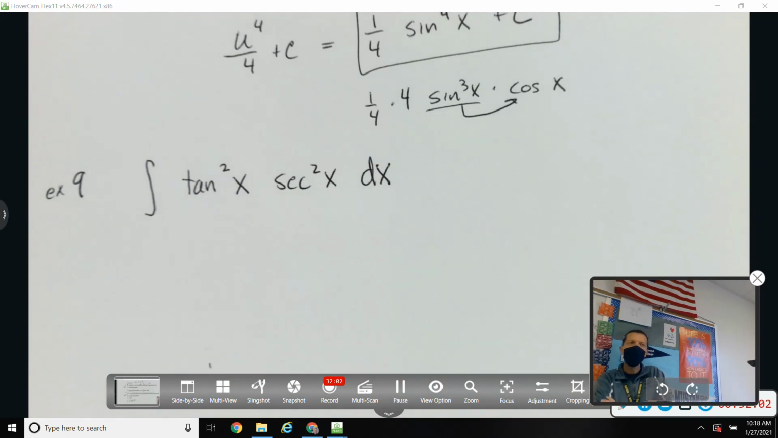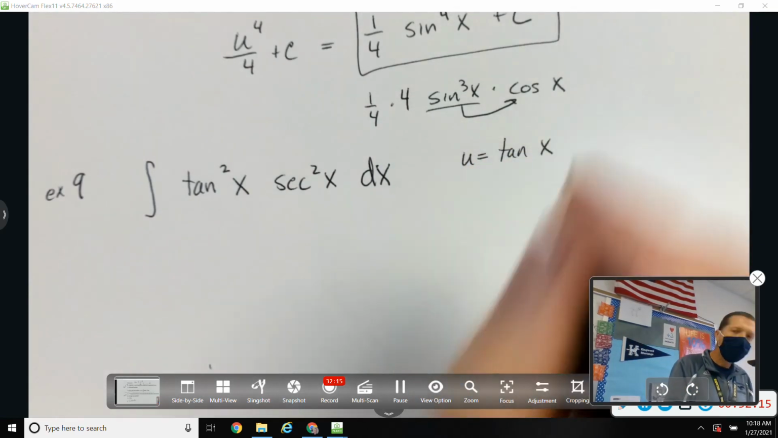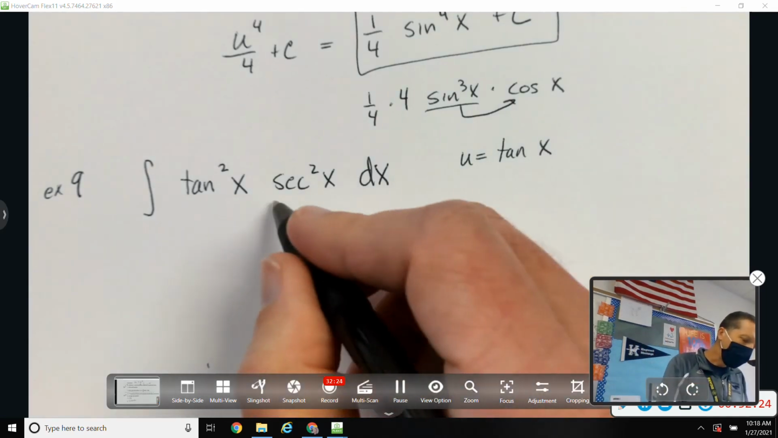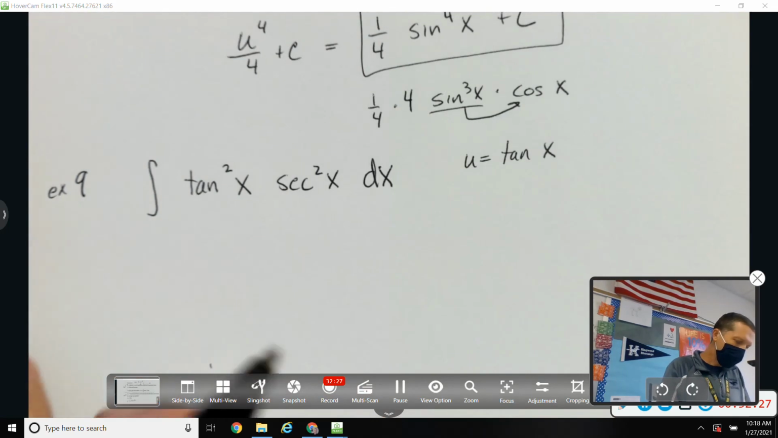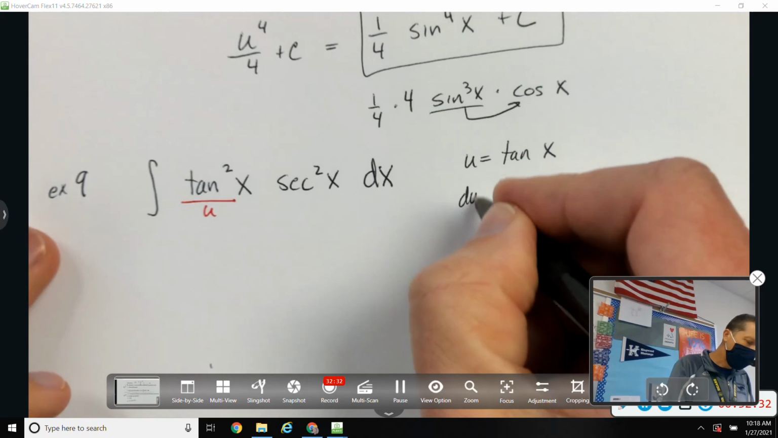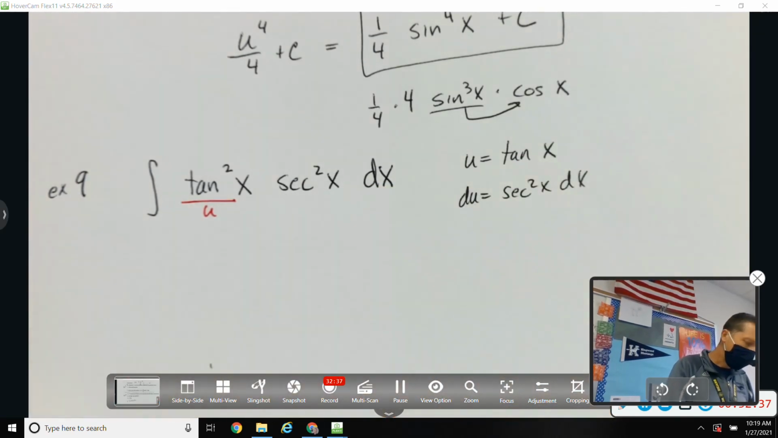If we pick u to be tangent, what's the derivative of tangent? Secant squared. So that's probably a good pick. So let's let u be tangent of x. Not tangent squared, because if I pick tangent squared, then the derivative is 2 tangent x secant squared x. That's too much. I don't want all that. If I let u be tangent, just the tangent, then du is secant squared x dx. Perfect. That's exactly what's left.